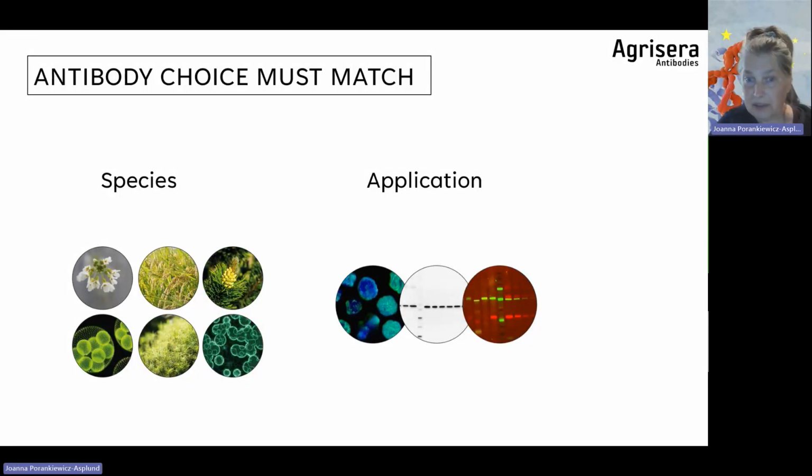And please remember: one antibody, one validation. It means that an antibody which works in Western blot may not work in immunohistochemistry. There is always a need to validate an antibody for a specific application to check if it performs correctly with a set of controls.